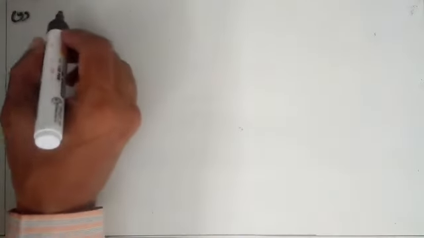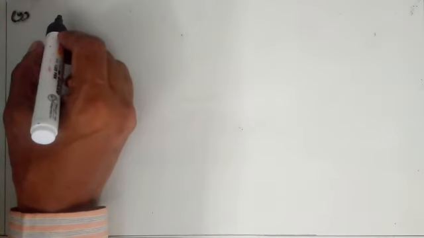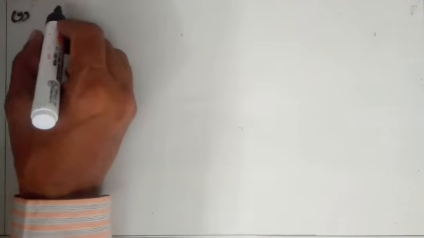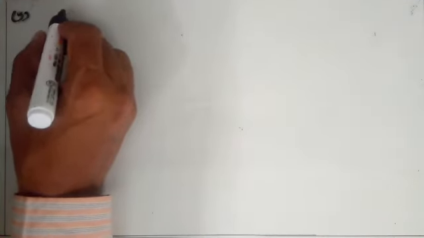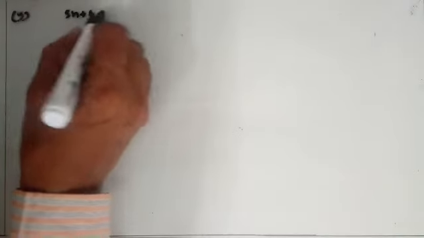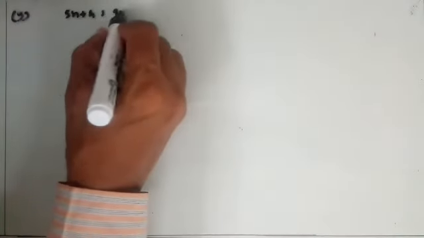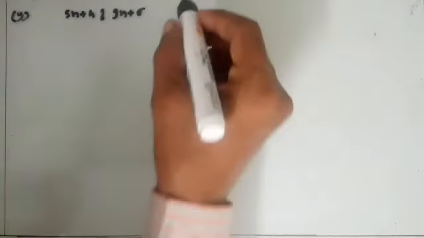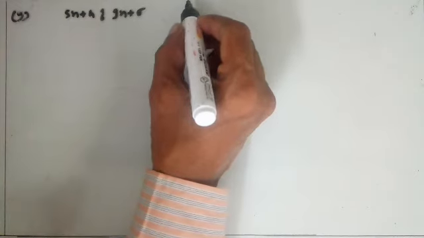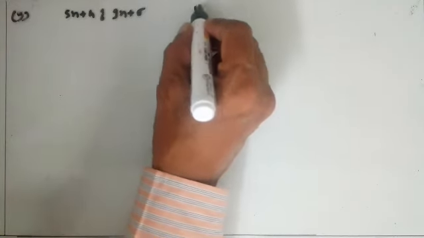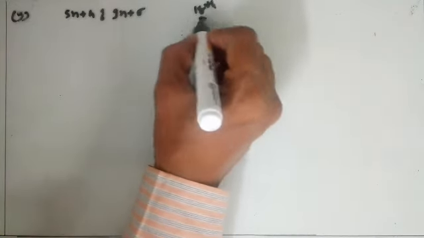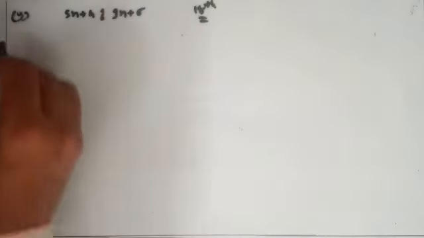Now question number 9. The sums of n terms of two arithmetic progressions are in the ratio 5n plus 4 to 9n plus 6. Find the ratio of the 18th terms of both APs.